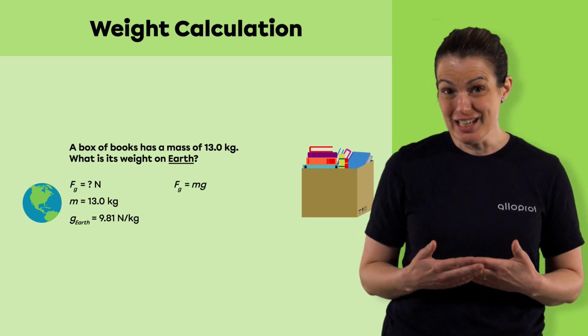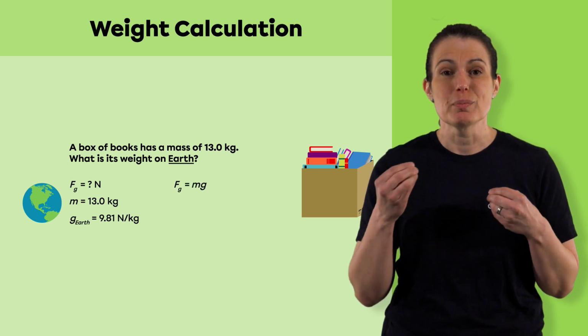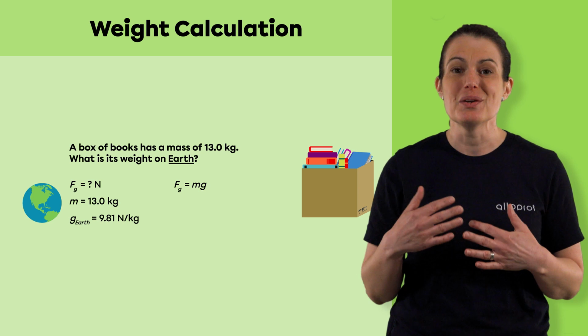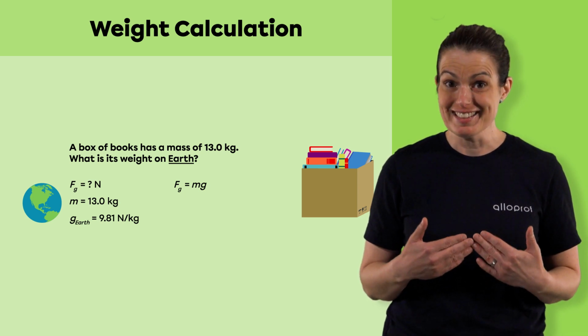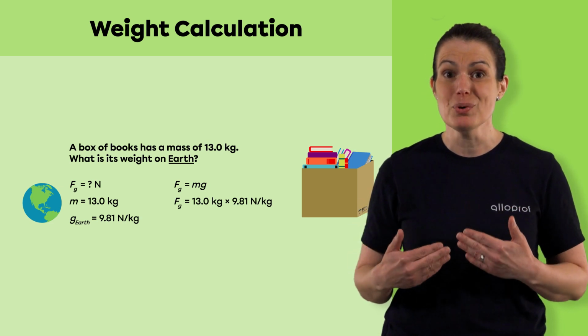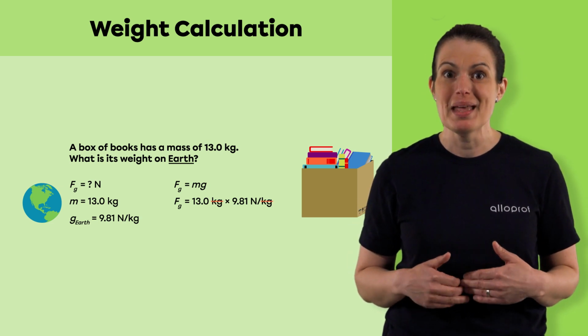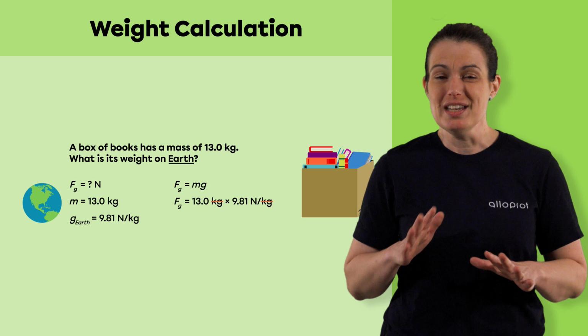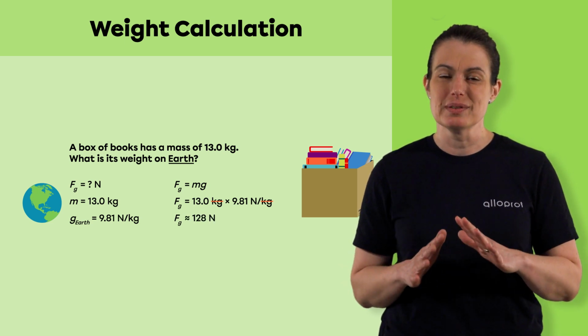Since Fg is equal to m times g, we can replace the variables in the formula with the known values. Thus, Fg is equal to 13.0 kilograms multiplied by 9.81 newtons per kilogram. The weight of this box of books on Earth is about 128 newtons.